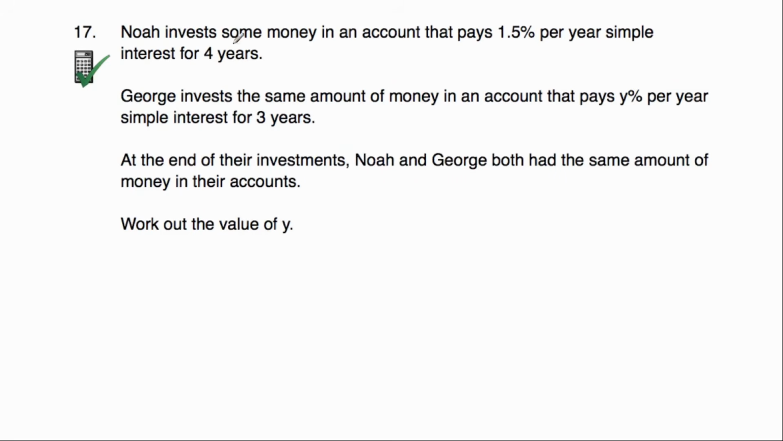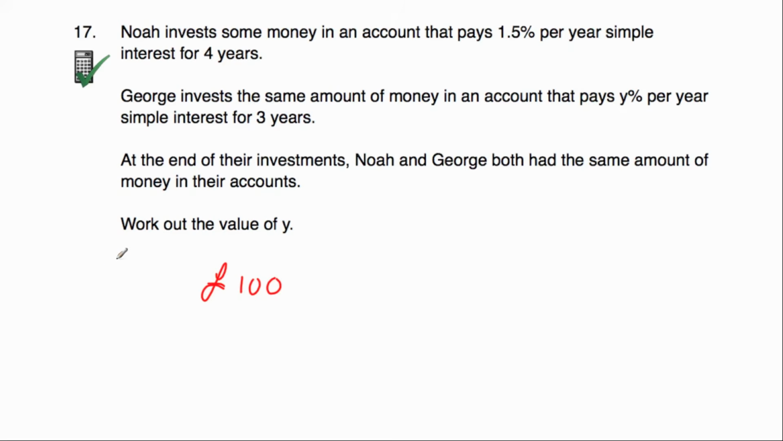Question 17 says Noah invested some money in an account that pays 1.5% per year simple interest for 4 years. George invests the same amount of money in an account that pays Y% per year simple interest for 3 years. At the end of their investment, Noah and George both have the same amount of money in their account. Work out the value of Y. Now we know that Noah and George invested the same amount of money. So let that amount of money that they invested to begin with be £100. Let's just choose an amount, £100.